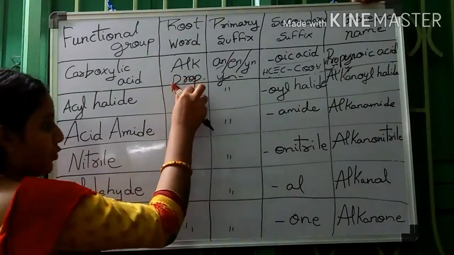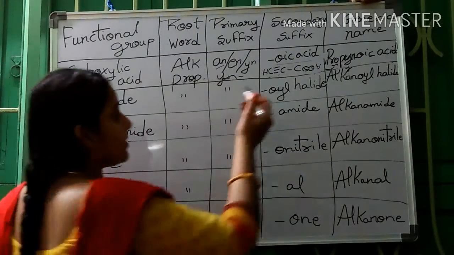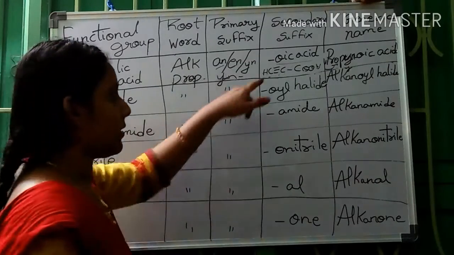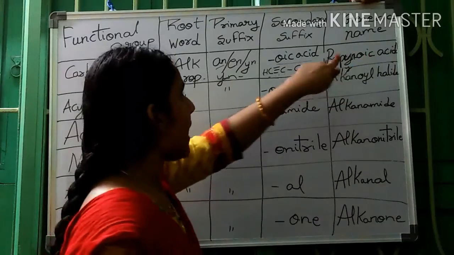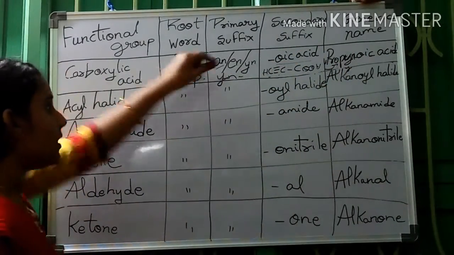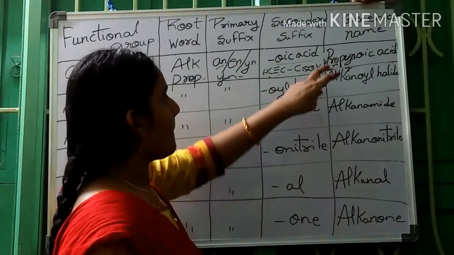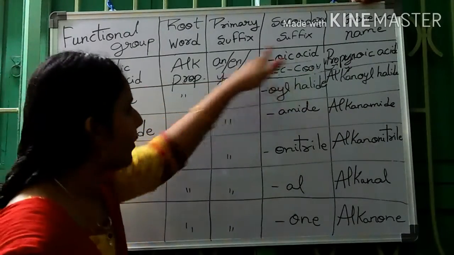First, we have to check the root word. So, we have to count the number of carbons present, and then we have to see for any unsaturation, that is double bond or triple bond. Then we have to see what the functional group present is. It is a carboxylic acid. So, the secondary suffix would be oic acid. Propynoic acid is the name of this compound.